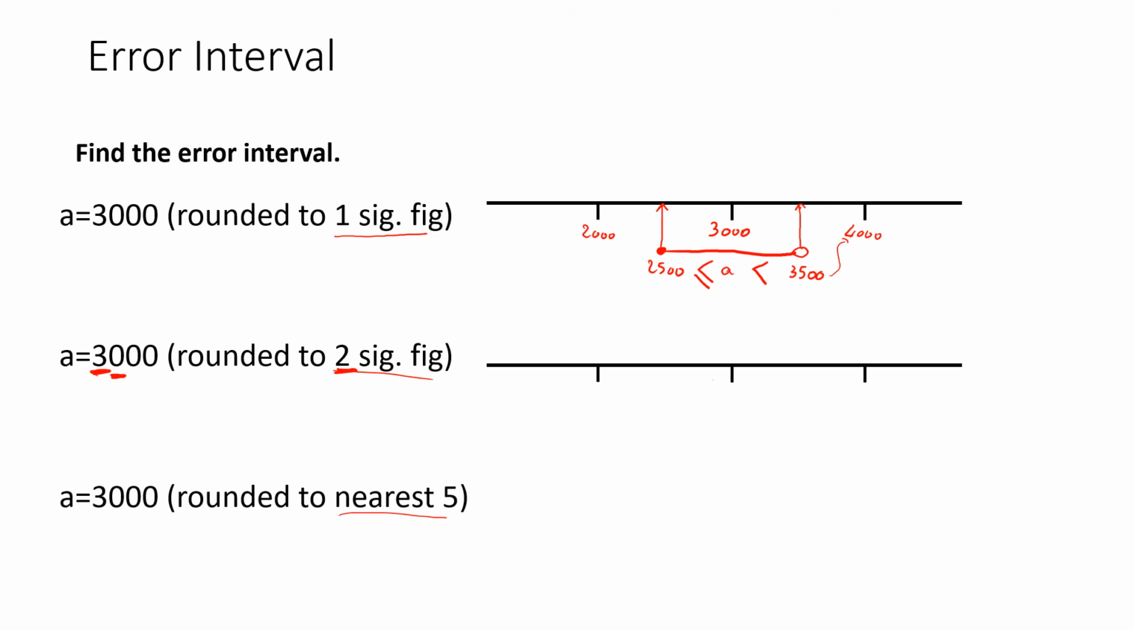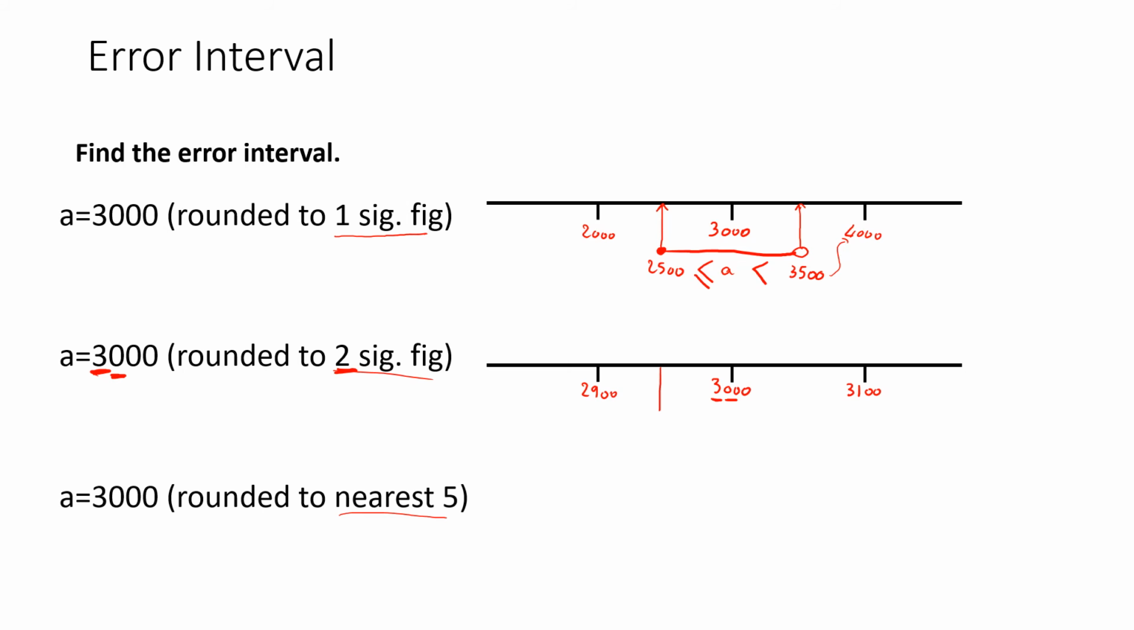So we're going to write 3,000 on our number line, but we need to keep in mind that the number line has got 2 significant figures, not just 1. So this means that the next number on the line that will have 2 significant figures will be 3,100. And the number before would therefore be 2,900. So what are the limits for your rounding?